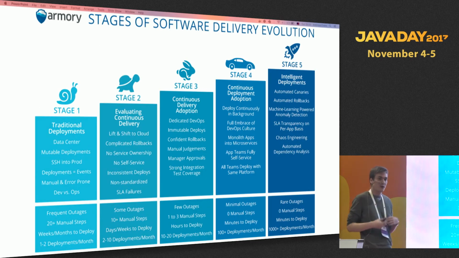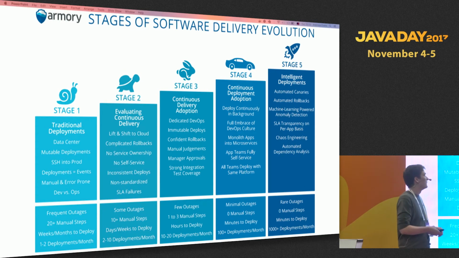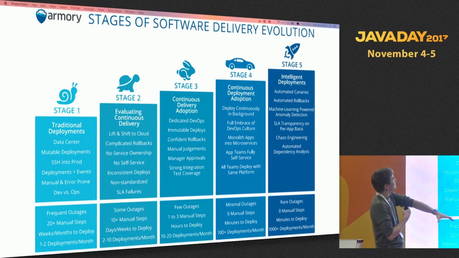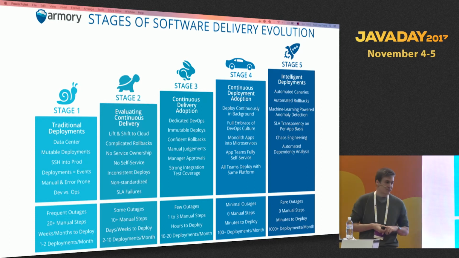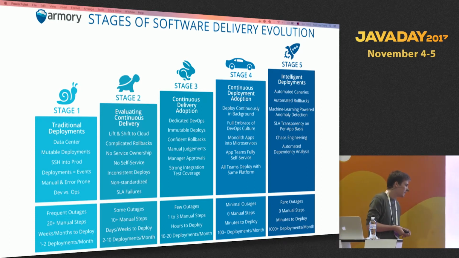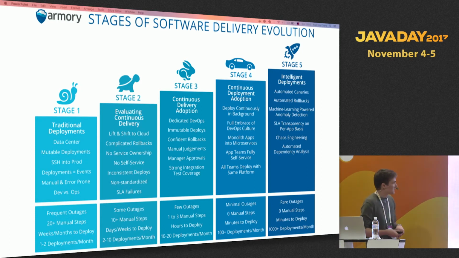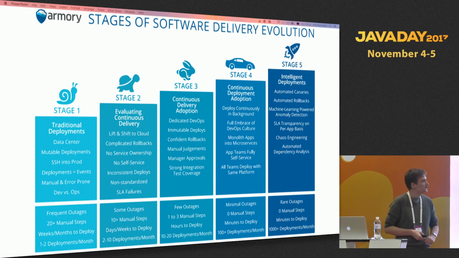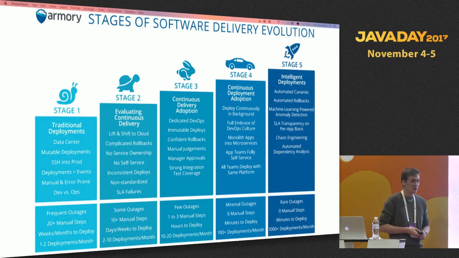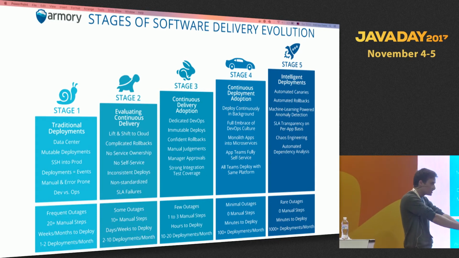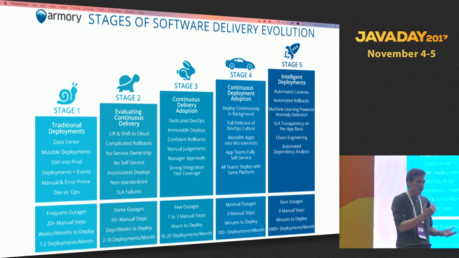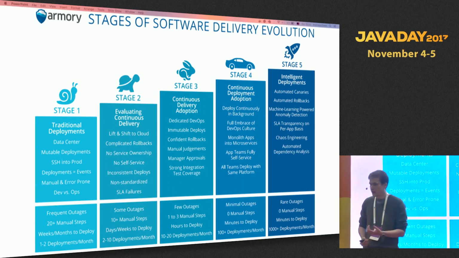Armory, the company that offers Spinnaker as a service, put these stages of software delivery evolution in a slide. And I think it's a nice conclusion before I get to the demo. They show the different stages, the different maturity levels that you can see in a company, before you really go into far-edged continuous delivery with intelligent deployments.